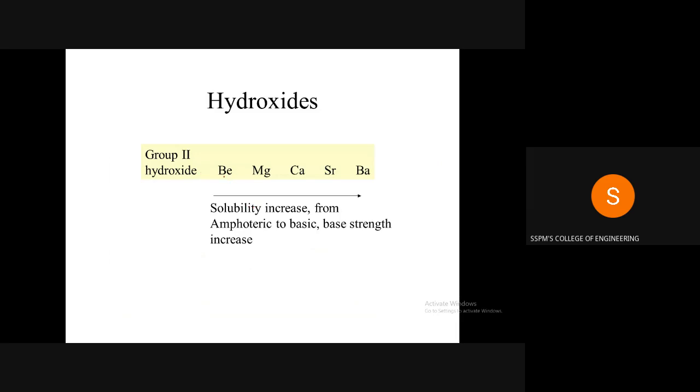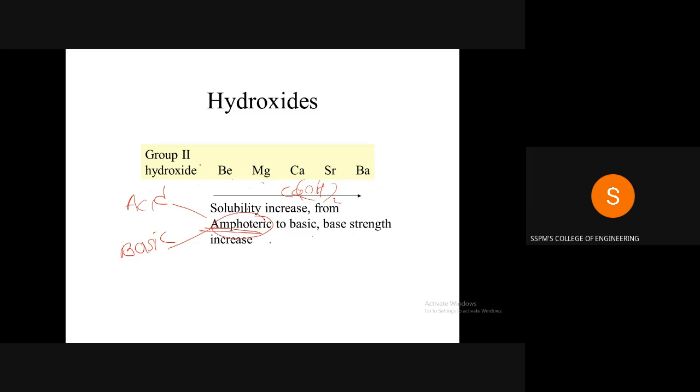So group 2 hydroxides: Be(OH)2, Mg(OH)2, Ca(OH)2, Sr(OH)2, and Ba(OH)2. Solubility will increase, and the character goes from amphoteric to basic. Amphoteric means it has both characteristics: it will show acidic character as well as basic character. So these are called amphoteric hydroxides.